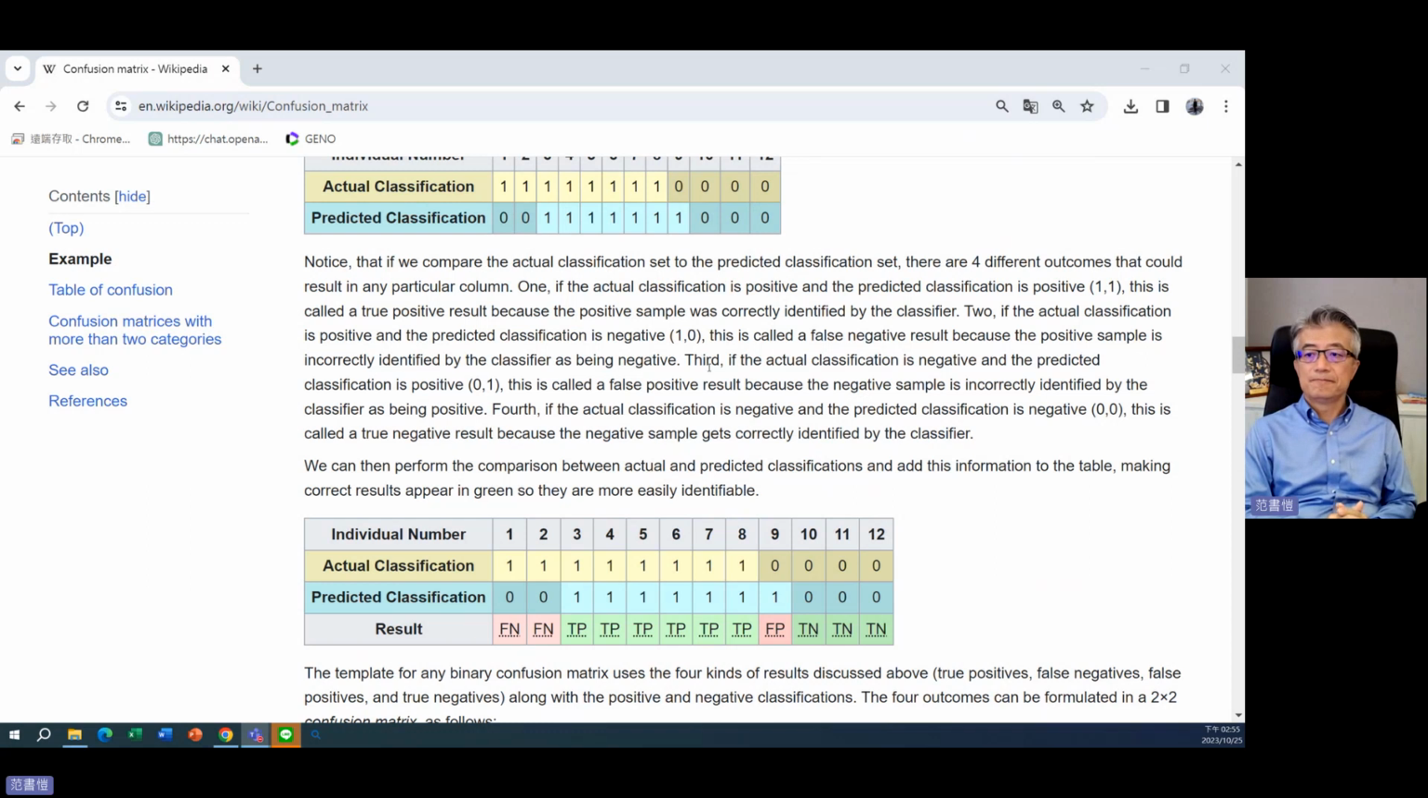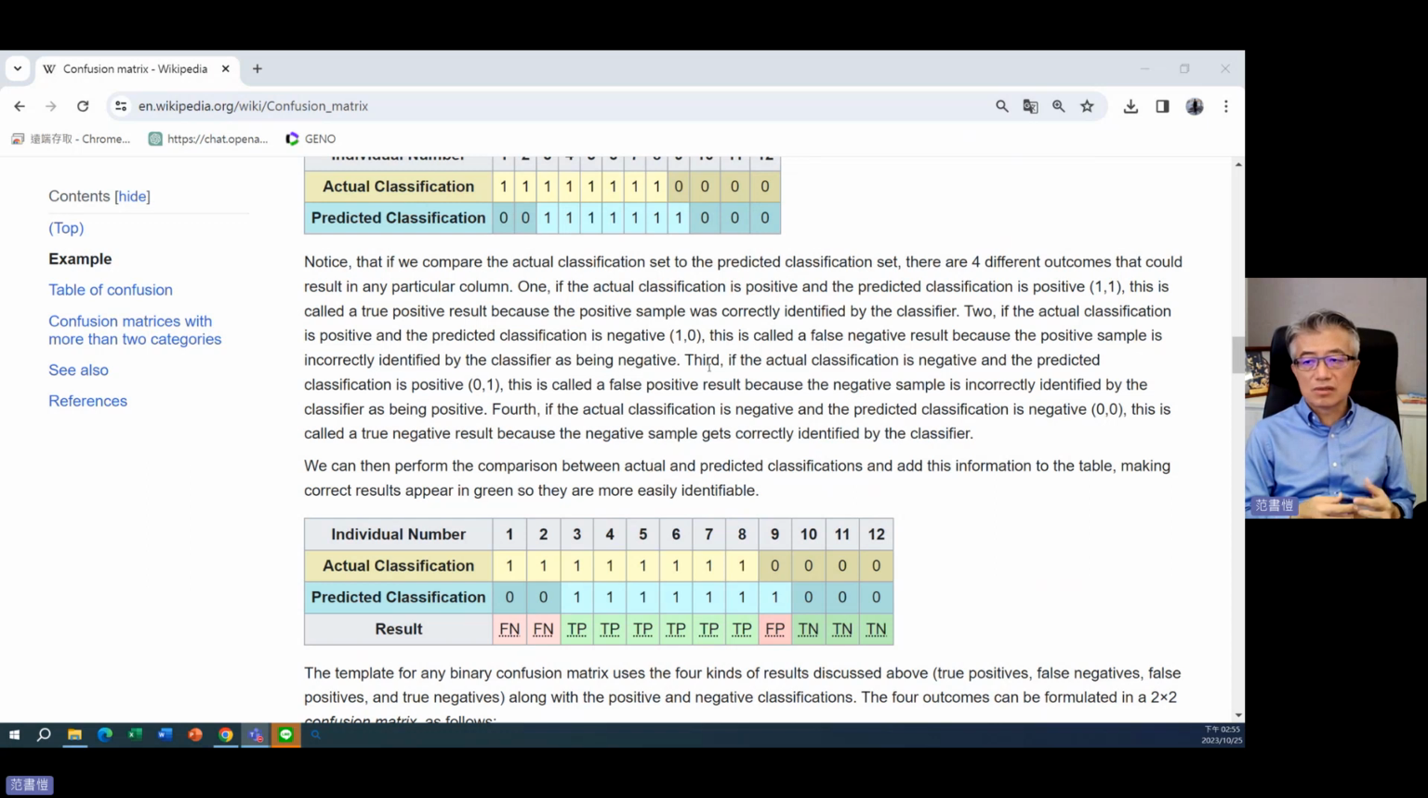So number 4, if the actual classification is negative and the predicted classification is negative, known as a 0 and 0. So this is called a true negative result because the negative sample gets correctly identified by the classifier.